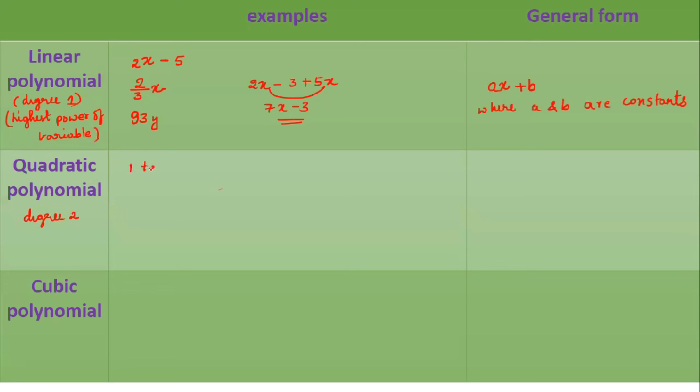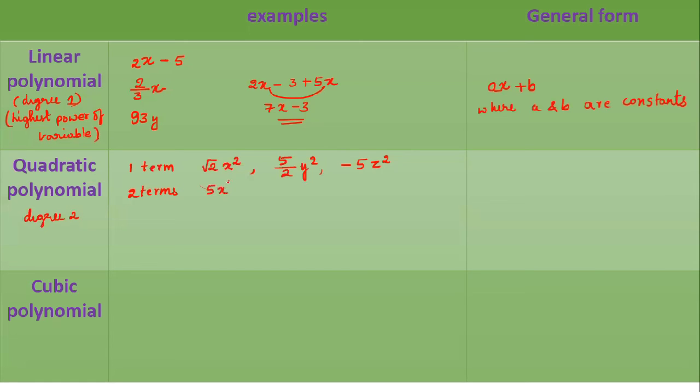Let us write a quadratic polynomial, meaning degree 2. Write a quadratic polynomial having one term. I can write root 2x square. Here the power of the variable is 2. 5 by 2 y square is a quadratic polynomial having one term. Look at the power of the variable. Here the power of the variable is 2 only. Minus 5z square is a quadratic polynomial.